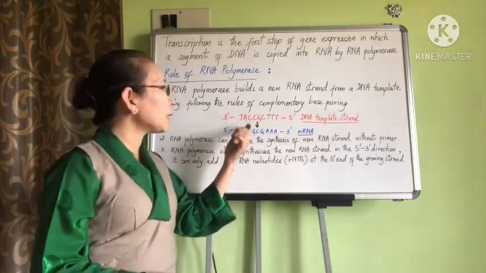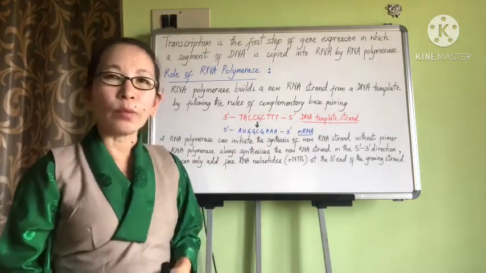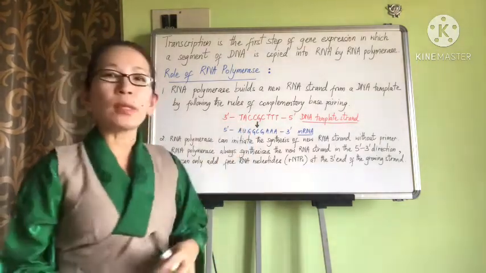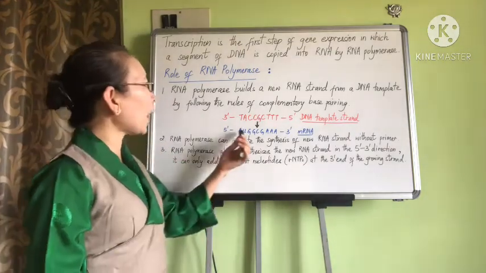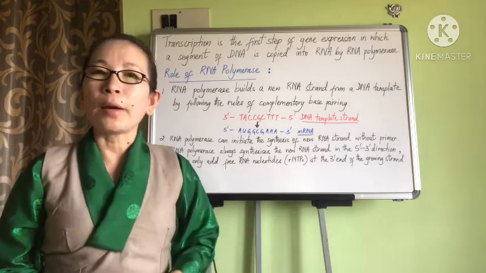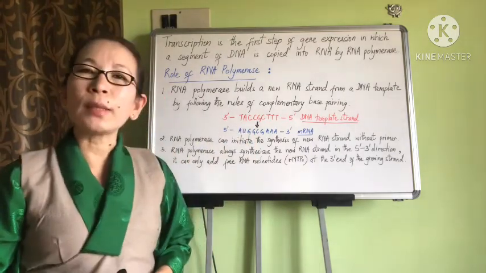For each C, a G is added. For each G, a C is added. However, for each A that is encountered on the DNA template strand, RNA polymerase is going to be adding a U in the RNA strand. This is because thymine is replaced by uracil in RNA.